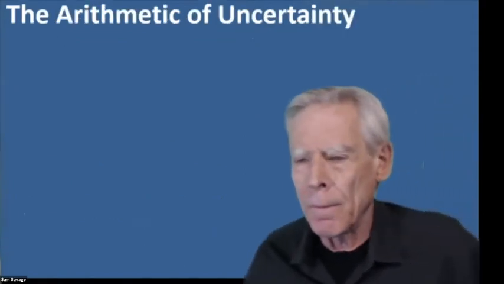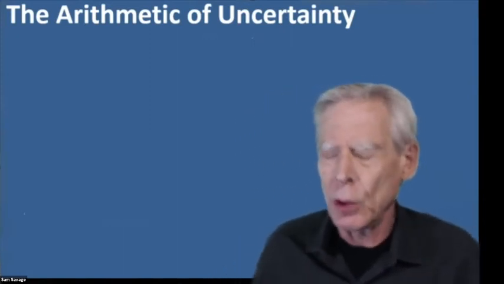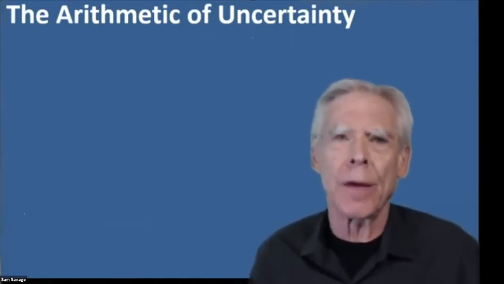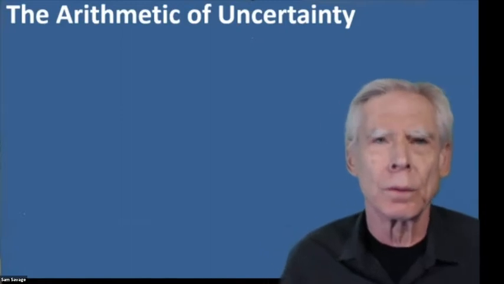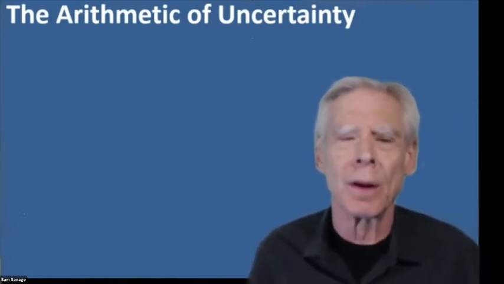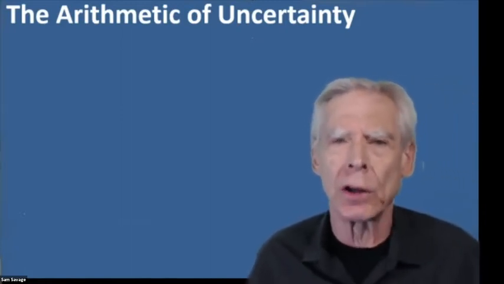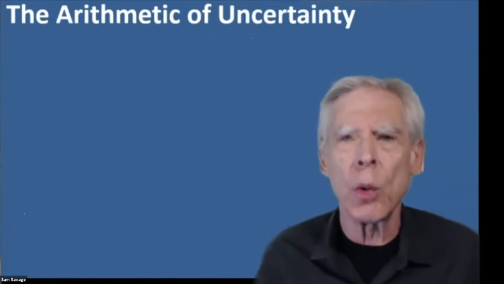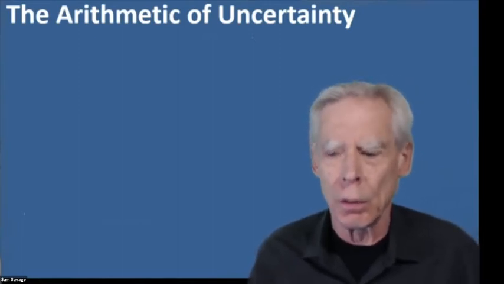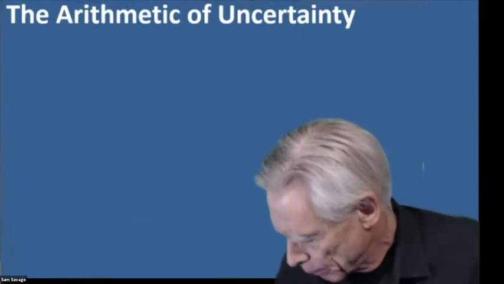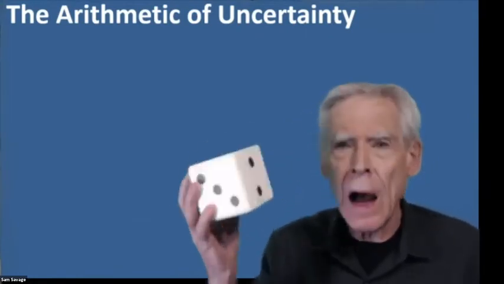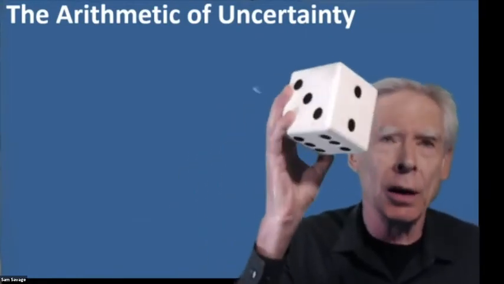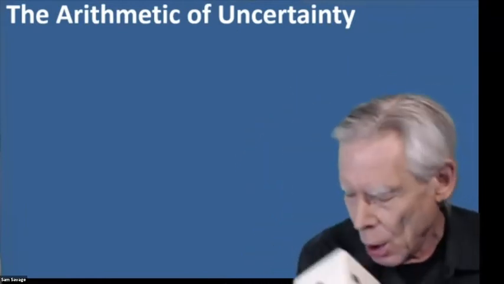Now, to understand the flaw of averages, where does it come from? What causes it? What causes it is when you are dealing with uncertainty, like rolling a die, for example. This is uncertain, right? It is. When I roll that thing, it's uncertain.